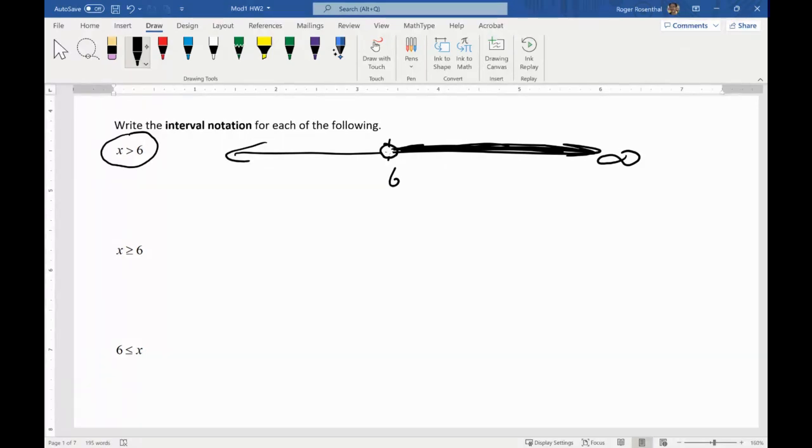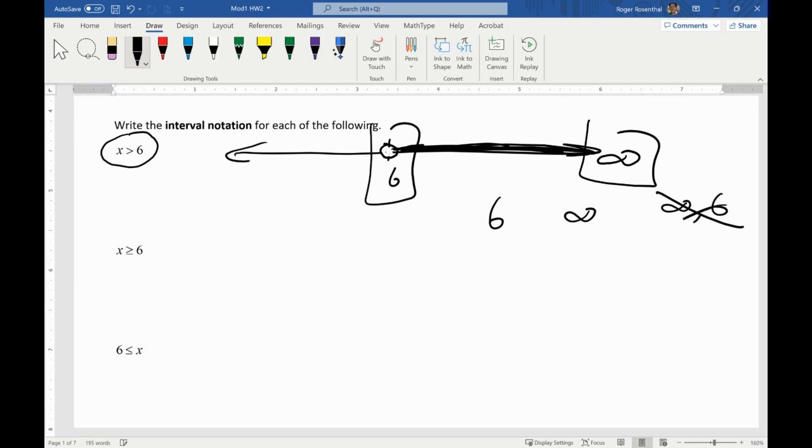In interval notation, you take whatever number is on the left, you put it on the left. You take whatever number is on the right, you put it on the right. Be sure you don't reverse those. Don't put infinity with the 6 on the other side of it. You put a parentheses on the 6. I'll explain more about that later. And you put a parentheses on the infinity. The rule is infinity always gets a parentheses. The number will either get a parentheses or a bracket.